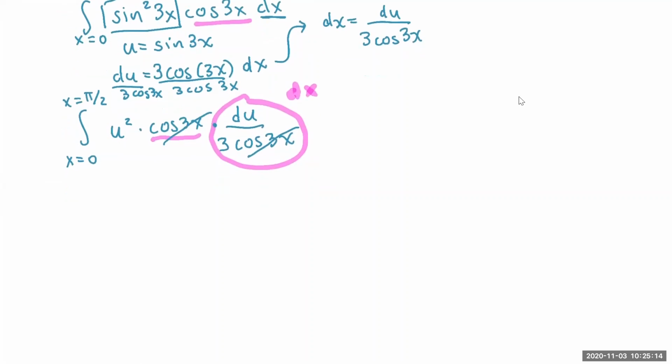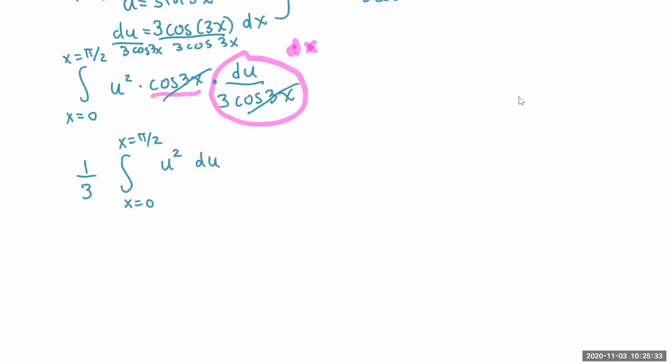And what's remaining is du over 3, or 1/3 du, so we're going to pull the 1/3 all the way out to the front. We have x equals 0, x equals pi over 2. We have u squared left, and then just du, which is what we want. We just want the expression in terms of u. So I want you to pay attention to this, and this is going to be important for your test and for the AP test.